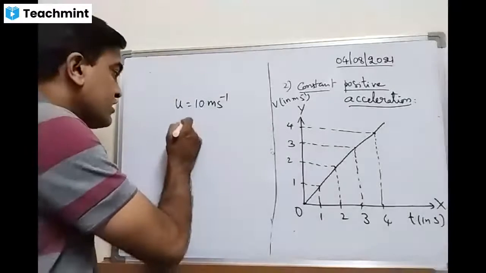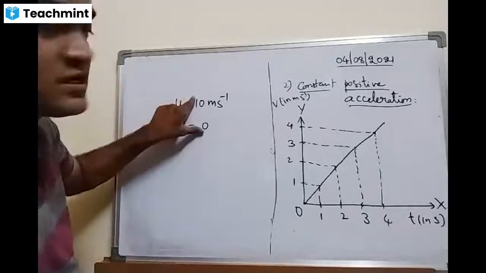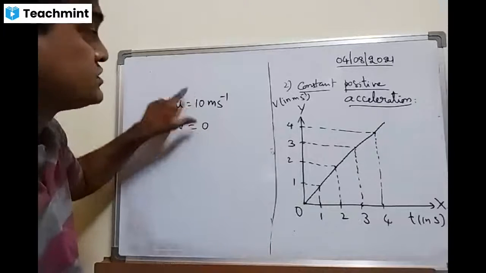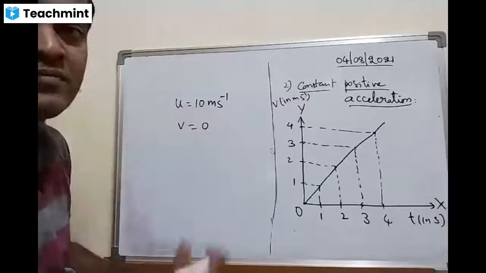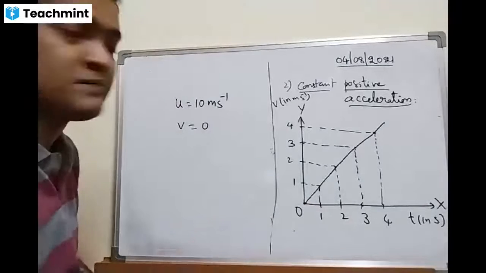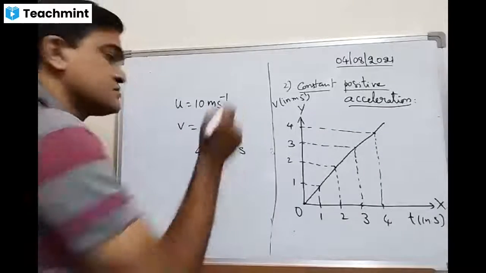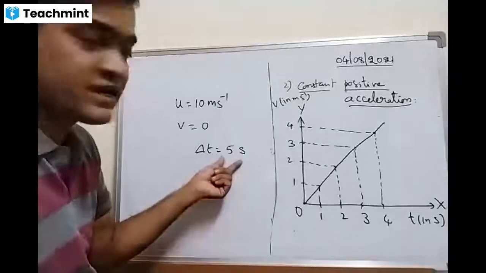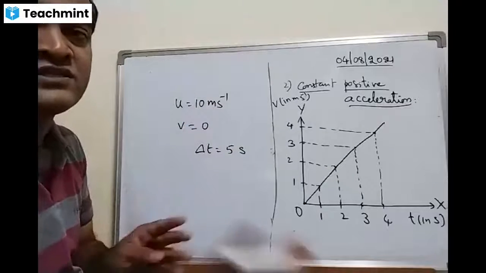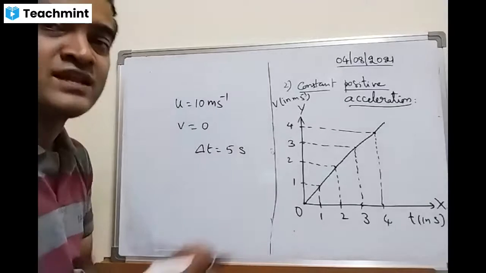So final velocity I will take as 0, and during this decrease in the speed of the particle along a straight line, let me take the time interval as, let's say, 5 seconds. In a 5 seconds time interval, the particle's velocity goes from 10 meters per second to 0. Now what is the value of acceleration if you find?